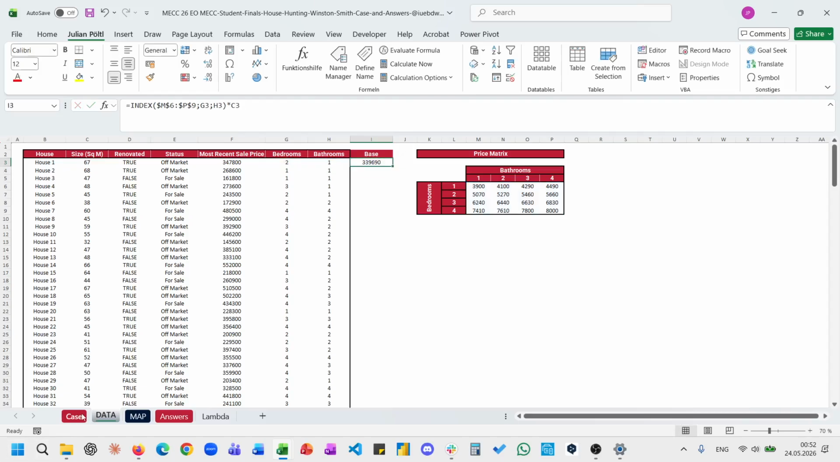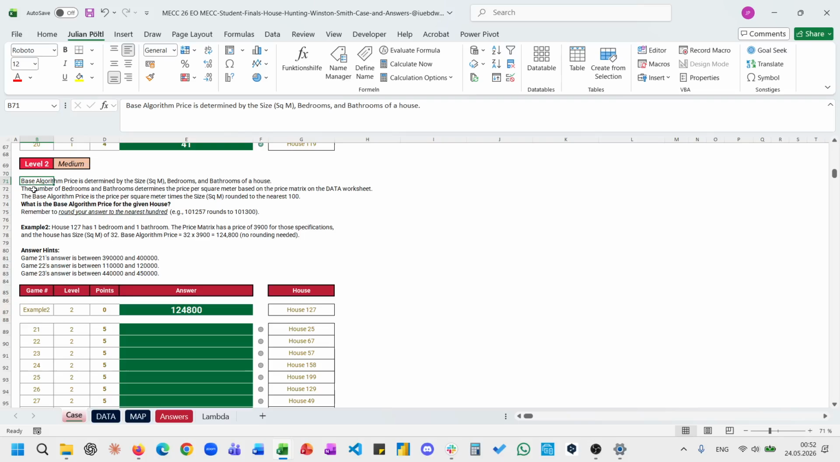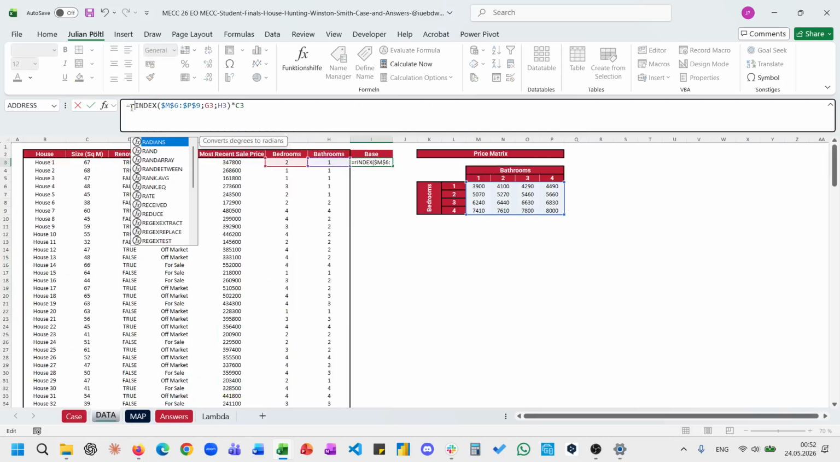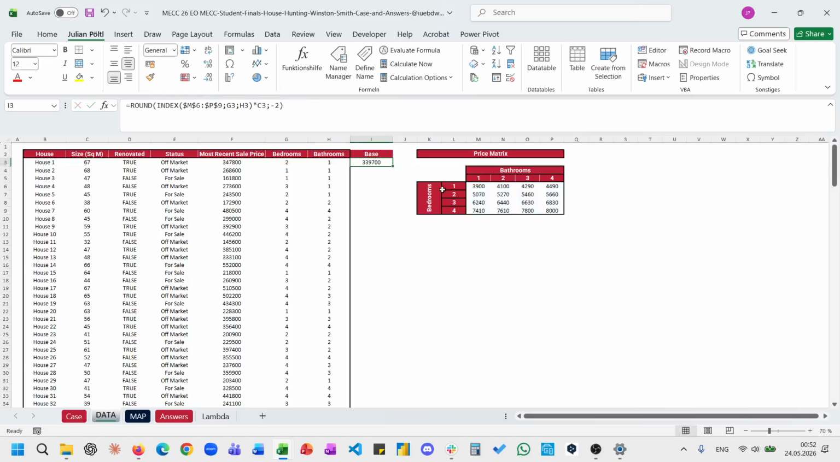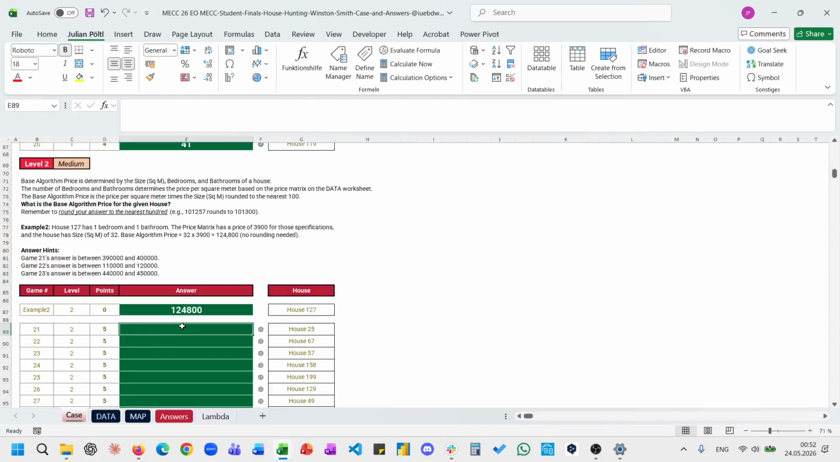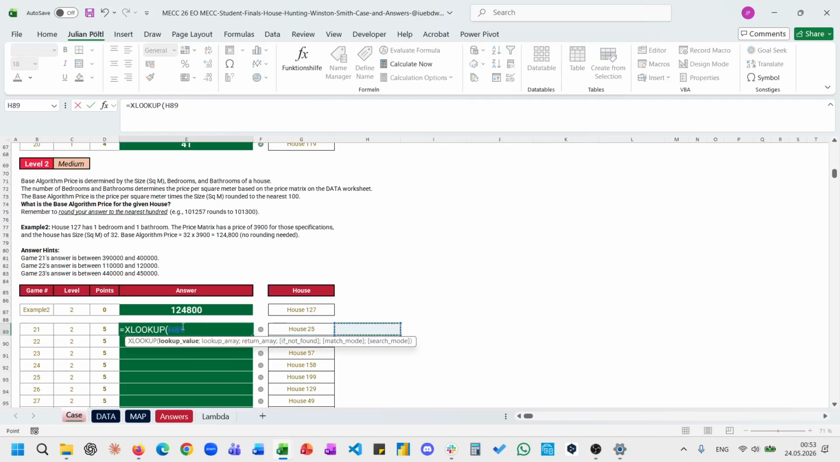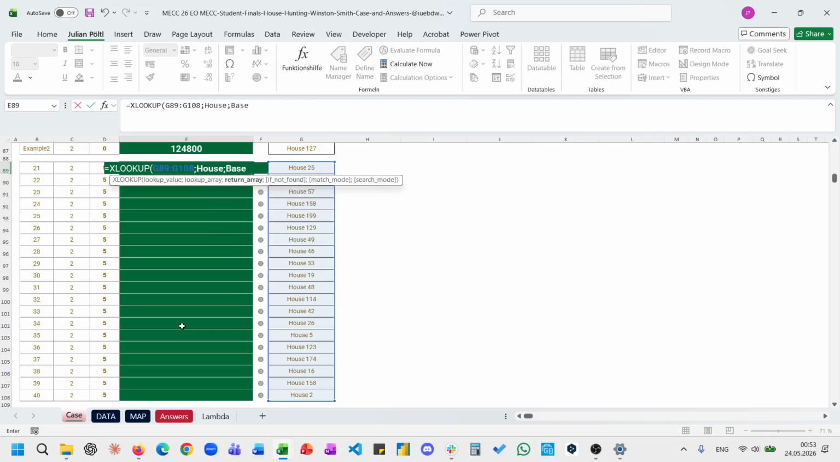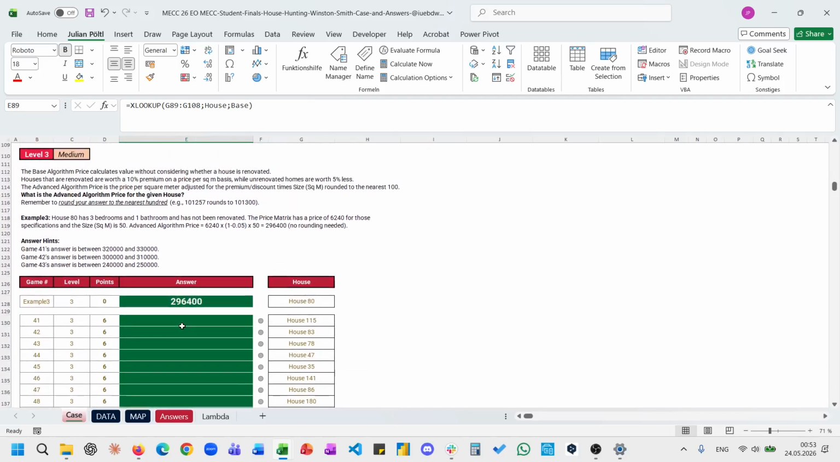And then, important, rounded to the nearest 100. Actually, that was the only thing that was tricky if you don't know. Otherwise, it's basic lookup stuff. You can round to the nearest 100 by using -2. And then we call this base. And here, equals XLOOKUP for the house, returning the base. Done. Here, this is the base algorithm pricing.